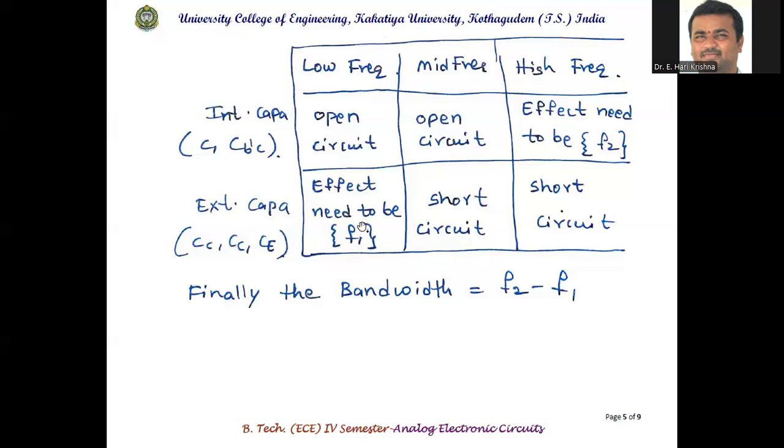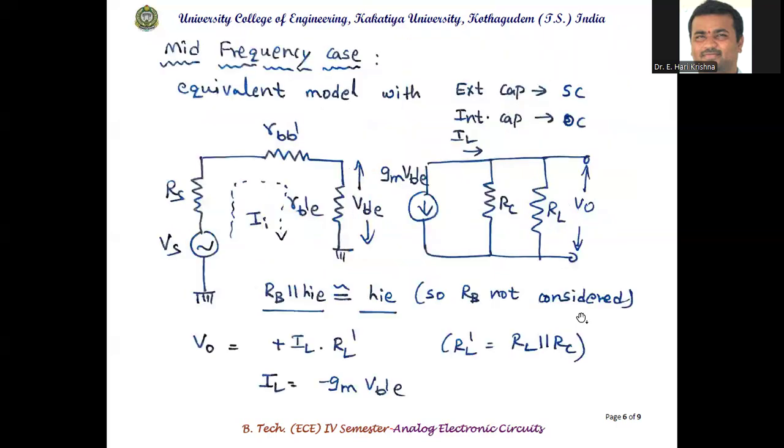While doing the mid-frequency and low-frequency analysis, the external capacitors are considered to be a short circuit. This diagram is very useful for the analysis of low, mid, and high frequency. Finally, we'll calculate the bandwidth of the RC coupled amplifier, which is equal to F2 minus F1. As discussed in the previous table, first we are discussing mid-frequency analysis.